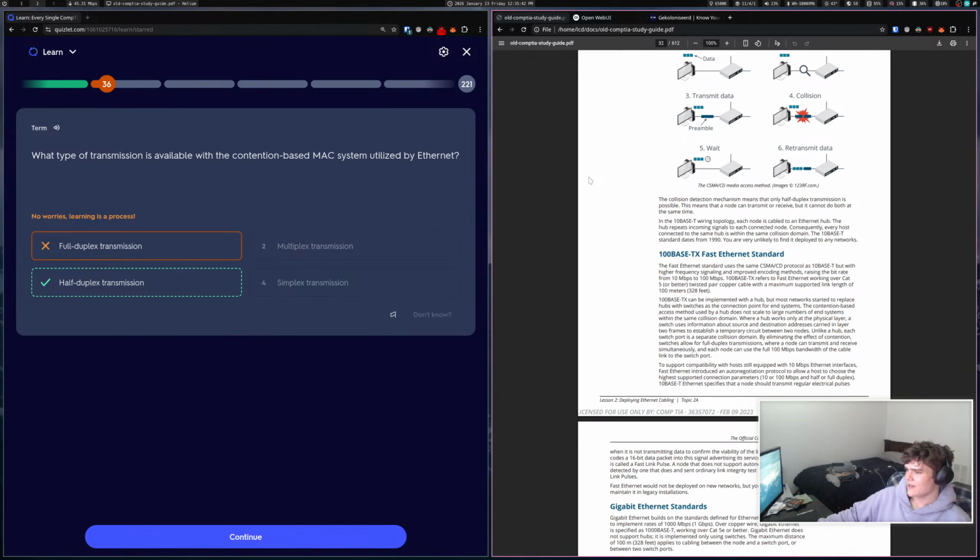The collision detection mechanism means that only half duplex transmission is possible. This means that a node can transmit or receive, but it cannot do both at the same time. In the 10BASE-T wiring topology, each node is cabled to an Ethernet hub. The hub repeats incoming signals to each connected node. Consequently, every host connected to the same hub is within the same collision domain. The 10BASE-T standard dates from 1990.